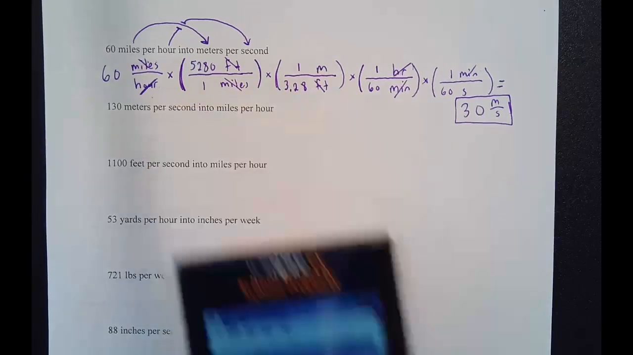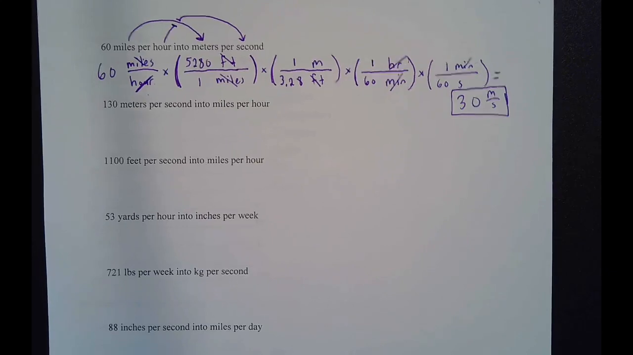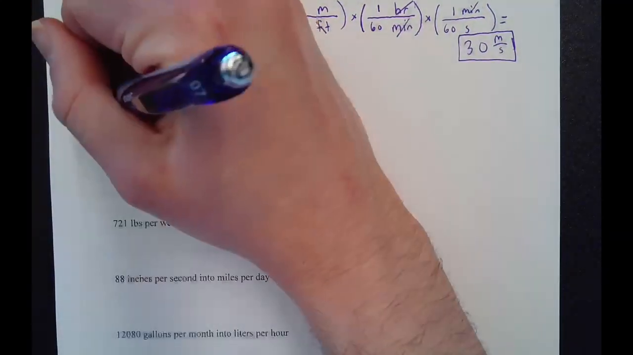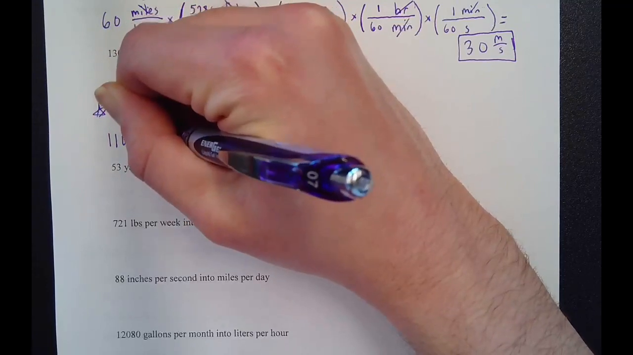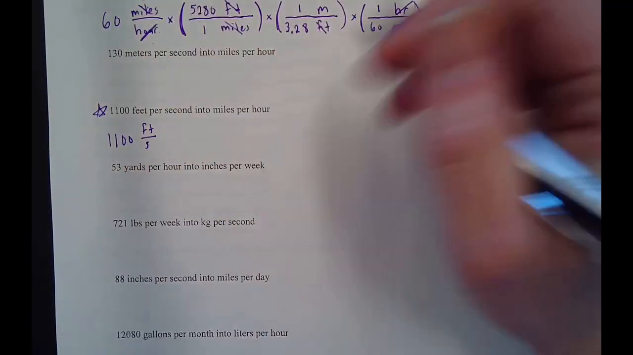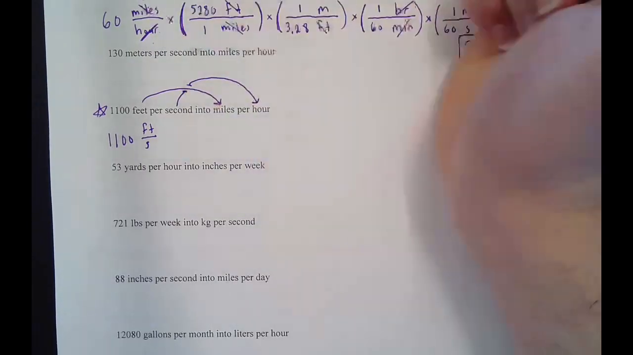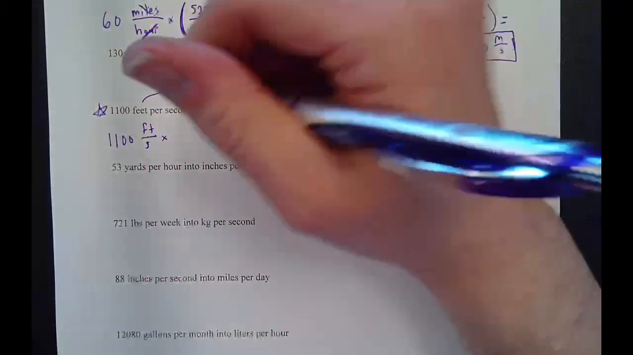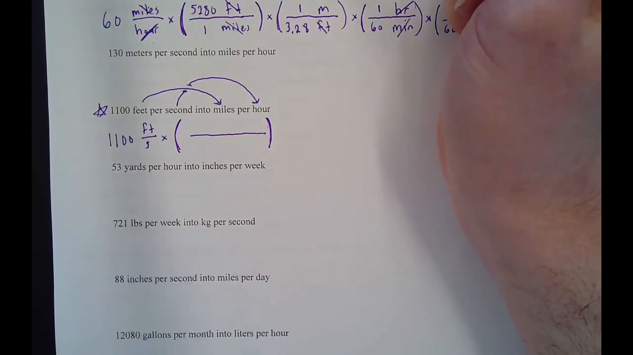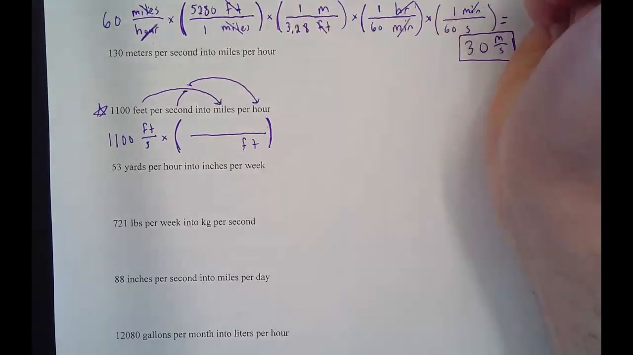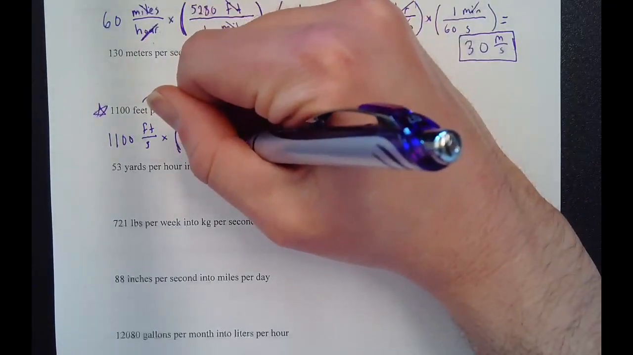But if you want one more, let's do 1,100 feet per second into miles per hour. Again, I'll start with 1,100 feet per second. I want feet into miles, and I want seconds into hours. Let's start with the feet. I know that there are 5,280 feet in 1 mile, because I've been using that conversion factor enough for this video. Feet is in the numerator, so I want it to cancel with feet in the denominator, and I want it to go into miles. Feet will cancel with feet, and I'm left with miles, which is my desired distance unit.